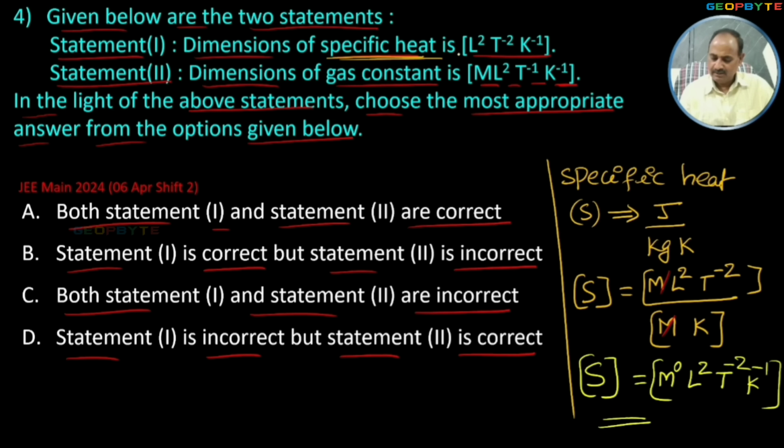Look at the statement 1. M power 0, L square T power minus 2 K power minus 1. Statement 1 is absolutely correct. Now we need to verify the statement 2. Statement 2 is for gas constant. You know, PV equal to nRT. From this, R equal to gas constant, R equal to PV by nT.